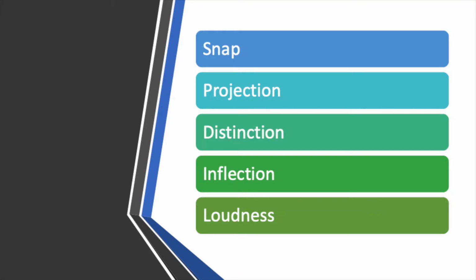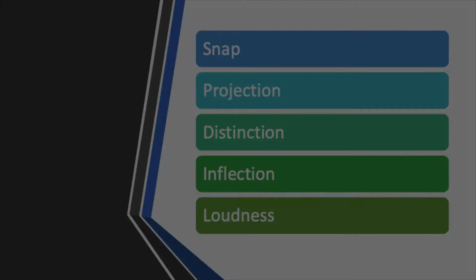A correct command has basic characteristics of snap, projection, distinction, inflection, and loudness. The command should be loud enough for everyone in your flight to hear it clearly and effectively. One way to amplify this is to be centered on your flight, use your diaphragm, and use a change in pitch in the voice. Having snap and inflection in your voice makes sure the flight executes the movement exactly when you want the flight to.